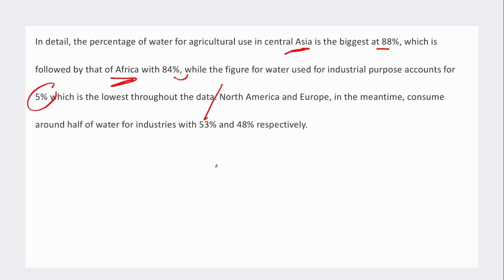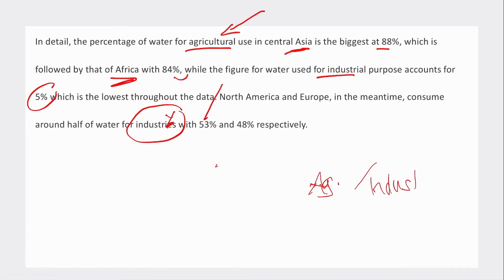And I don't think you should be mixing agriculture with industry. I think those should be 2 separate sentences rather than combined into one, because that can make it more confusing to read. North America and Europe, in the meantime, consume around half of water for industry with 53% and 48% respectively. So again, I'm confused. We're focusing on industry here, so why have we got agriculture? So I would split this into agriculture in one paragraph, and then I would focus on water use for industry in another one.